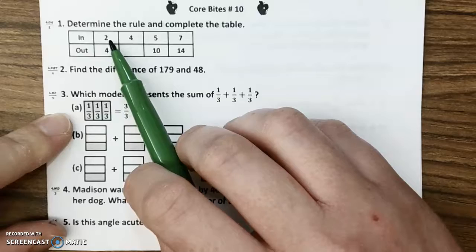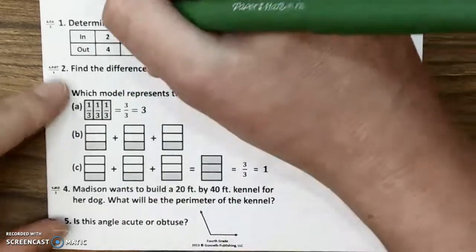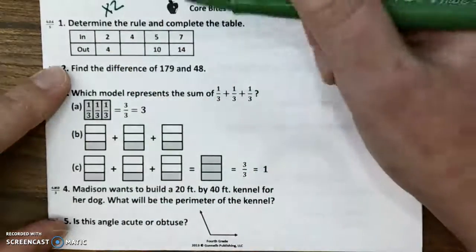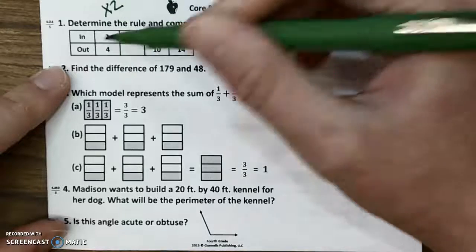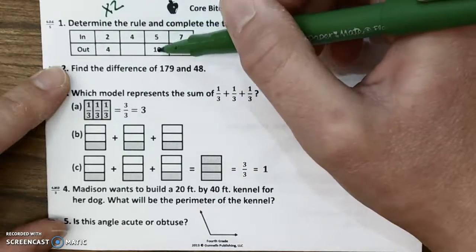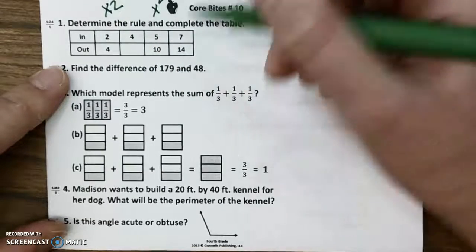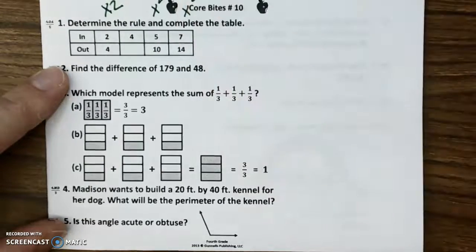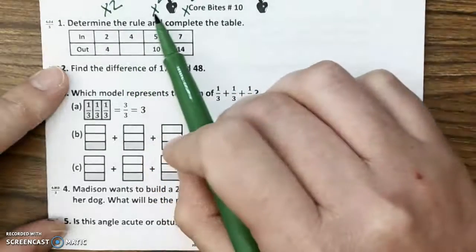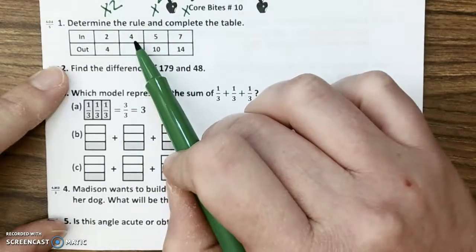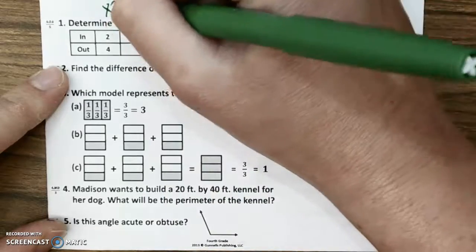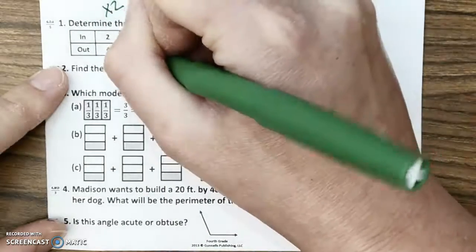So how do you go from 2 to 4? You multiply by 2. Okay, and as you can see, the numbers are increasing on both sides. Well, how do you go from 5 to 10? You multiply by 2. How do you go from 7 to 14? You multiply by 2. So if that rule works here, it must work here too. So 4 times 2 would give you 8.